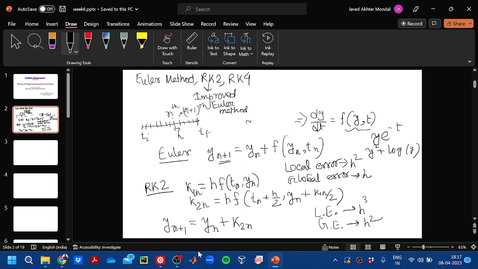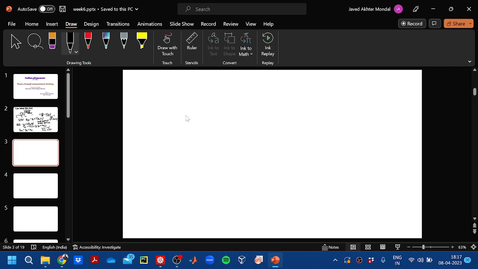As we can see, the order is improved from the Euler method to the RK2 method. That is why, whenever doing numerical analysis, if we use RK2 instead of the Euler method, it will give us better stability. There is another method, RK4.